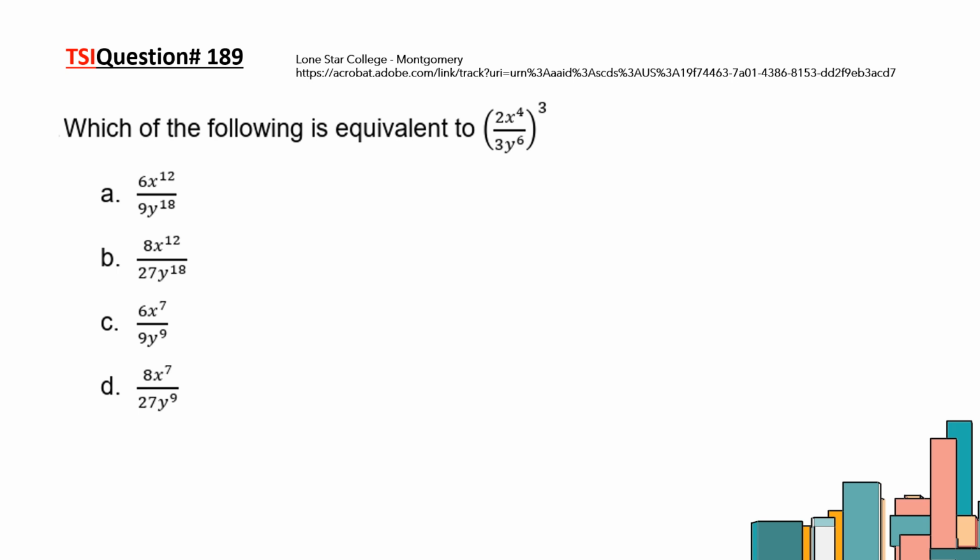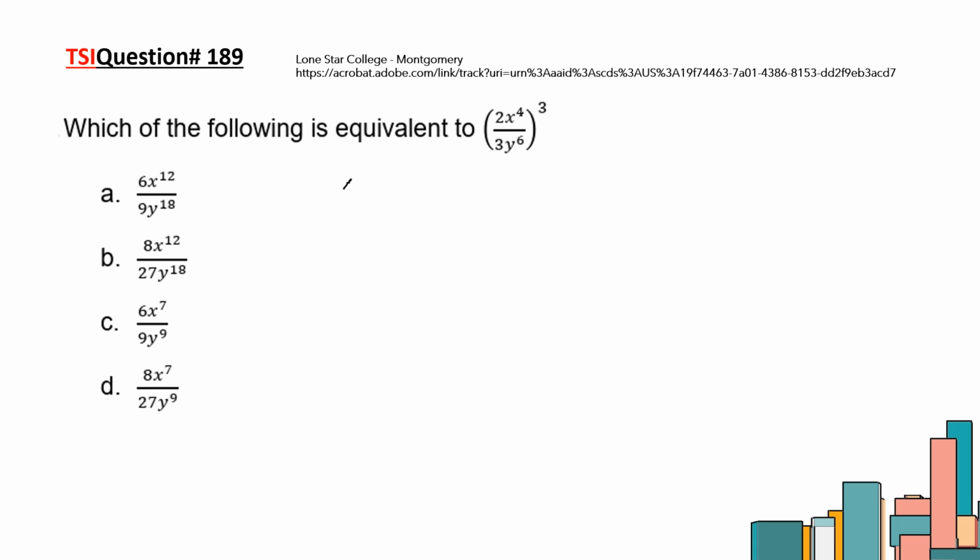Which of the following is equivalent to (2x^4 / 3y^6)^3? In the previous questions, we have to do this. So this is more complicated, but do the same.